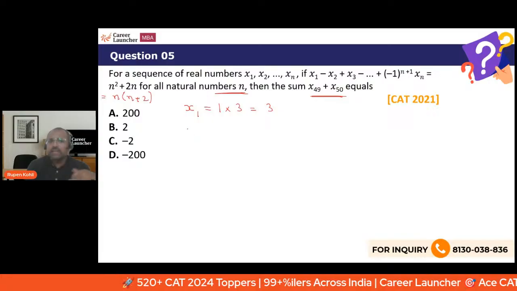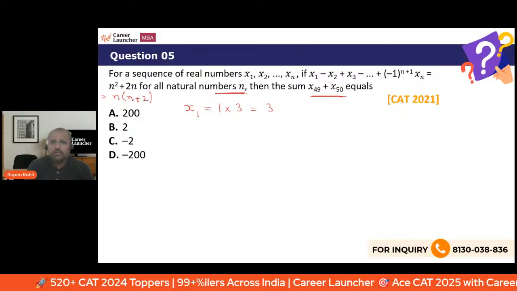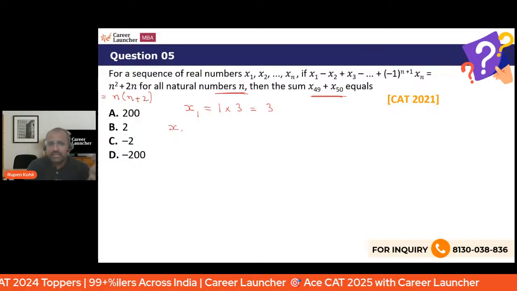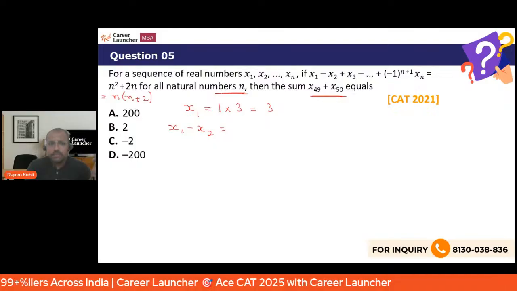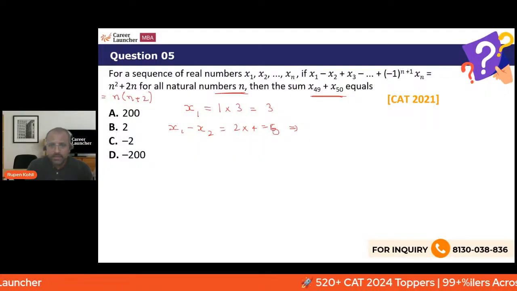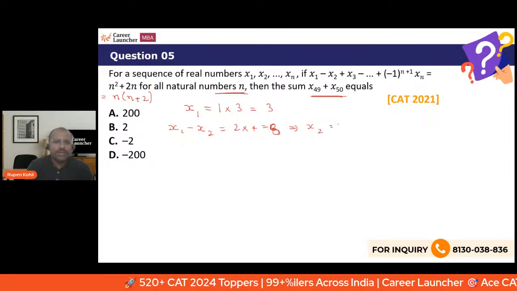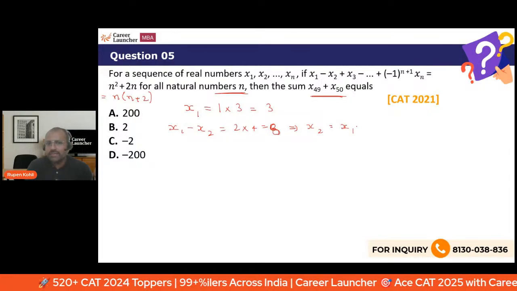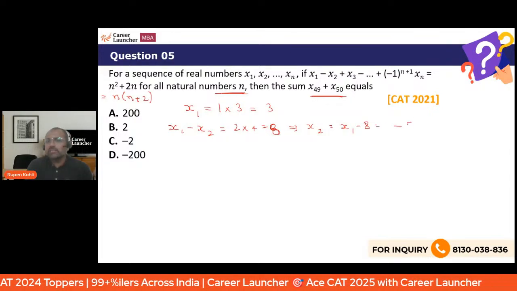Let's first identify the pattern in the terms. For n equal to 2, what do we get? We get x1 minus x2 is equal to 2 into 4, sorry, my bad, 8. Now, what is x2 therefore? x2 is x1 minus 8. x1 was 3, so 3 minus 8, which is minus 5.